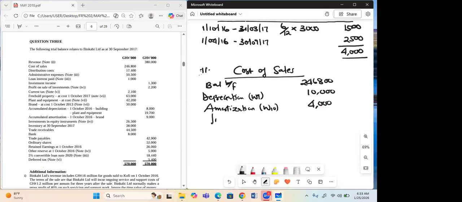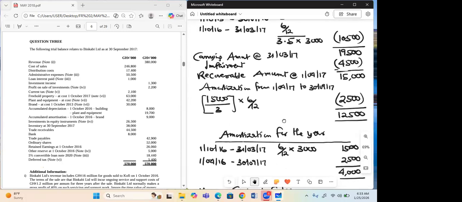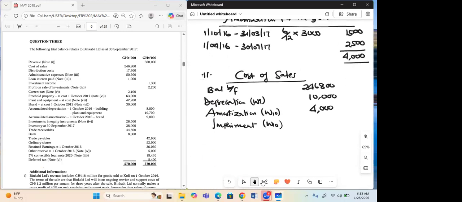And then impairments. Impairments are also in working 10, which gives us what? What was the impairment? Let's go up there and check. The impairment was 4,500.